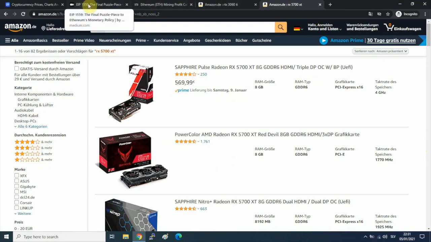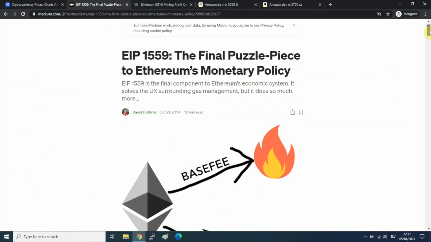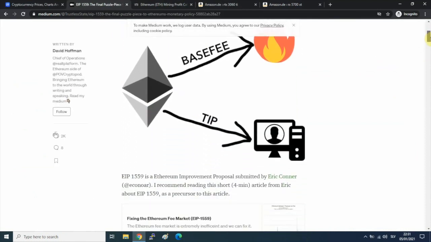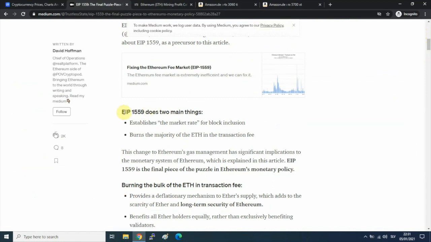And reason number two is EIP-1559. I want you to consider this. What does this mean? This is basically a thing that Ethereum devs want to implement, and it means, among other things, that the majority of ETH transaction fees will be burned instead of transferred to miners.